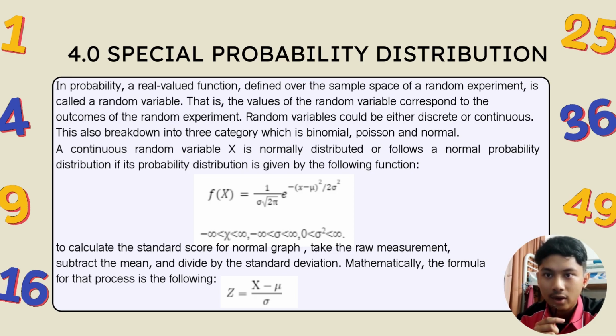A continuous random variable is normally distributed or follows a normal probability distribution if its probability distribution is given by the following function. As we can see the function below. To calculate the standard score for a normal graph, take a raw measurement, subtract the mean, and divide by the standard deviation. Mathematically, the formula for that process is the following: z equals x minus mu over sigma.